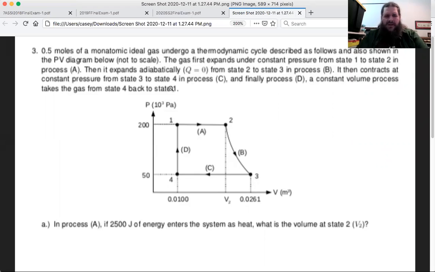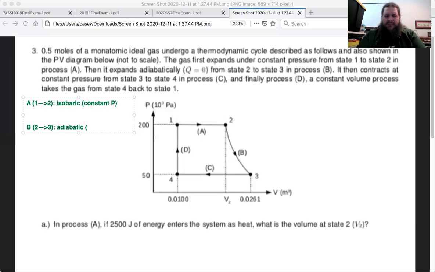So if we just start listing out everything we know about each of these 4 processes, I find that's usually a good way to start situations like this. If we take a look at, for instance, process A from 1 to 2, we know process A is constant pressure. So that's isobaric. And then process B from 2 to 3, we're specifically told is adiabatic.